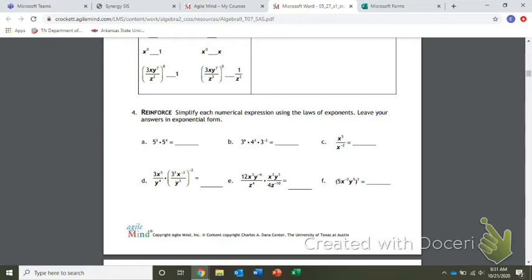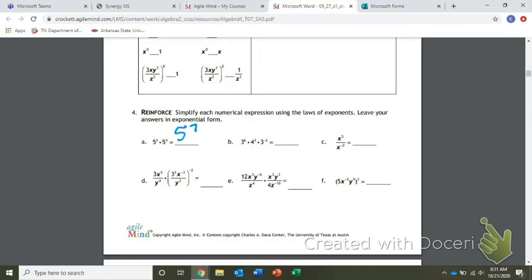Okay? So, on 4A, it says 5 to the 3rd times 5 to the 4th. Well, that's the multiplication rule. So our bases must be the same. Since our bases are the same, all we have to do is add those exponents. So we keep our base and we add our exponents. 3 plus 4 is 7. Easy enough, right?